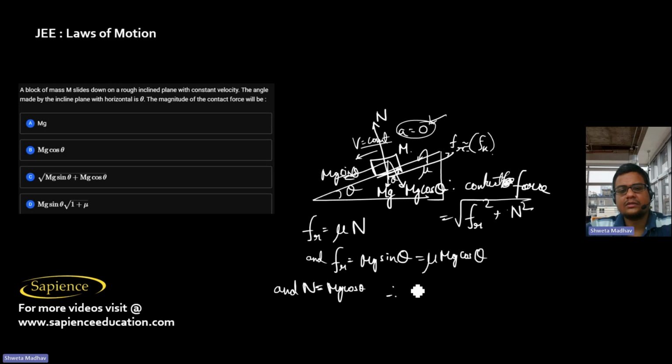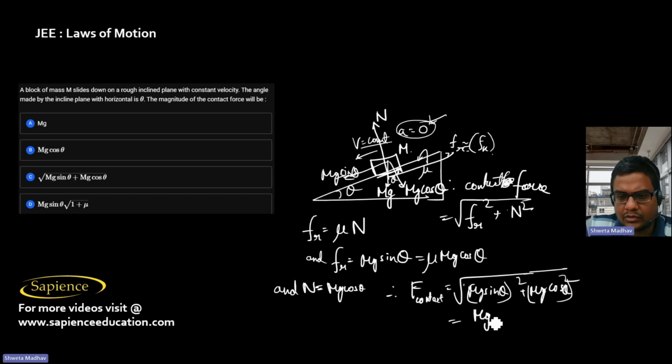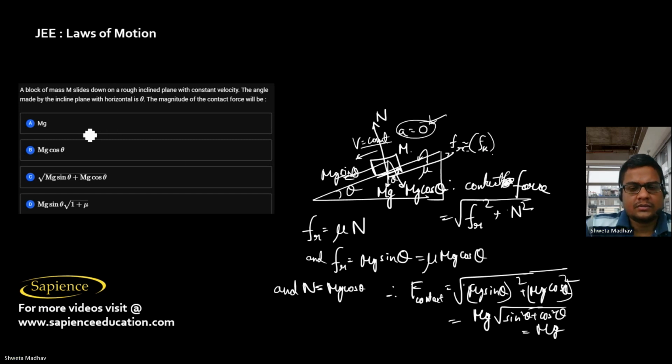So therefore the net contact force is equal to square root of mg sin theta whole square plus mg cos theta whole square. So this will be equal to mg, I can take common outside, root over sin square theta plus cos square theta, that is 1. So therefore the net contact force is equal to mg only. So option A is the correct answer.